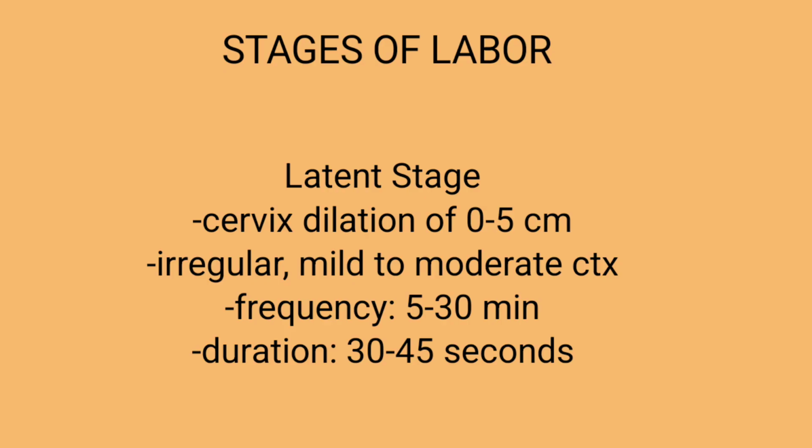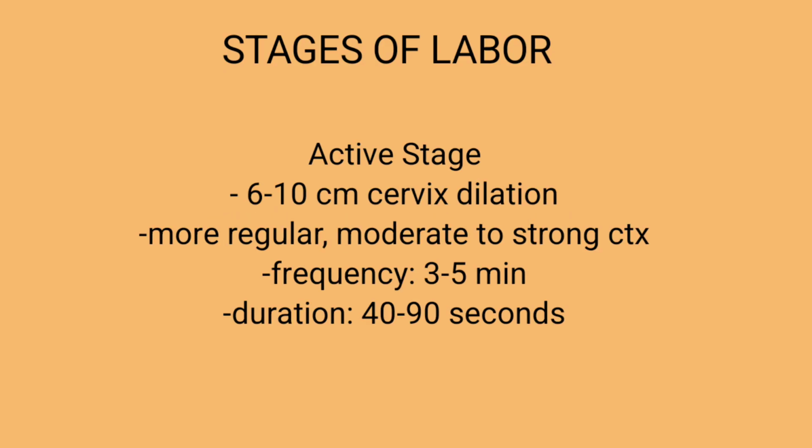Onset of labor, contractions are irregular, mild to moderate, and the frequency of contractions would be 5 to 30 minutes, and the duration of the contraction is around 30 to 45 seconds. In the active phase of the first stage of labor, it's going to be 6 to 10 centimeters dilation. The contractions are going to be more regular, moderate to strong. The frequency is going to be more frequent, 3 to 5 minutes, and the duration will be longer, around 40 to 90 seconds.